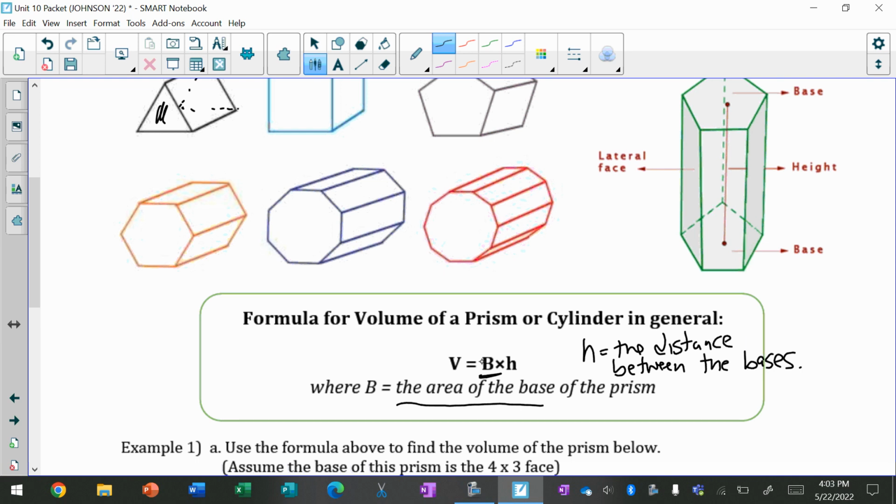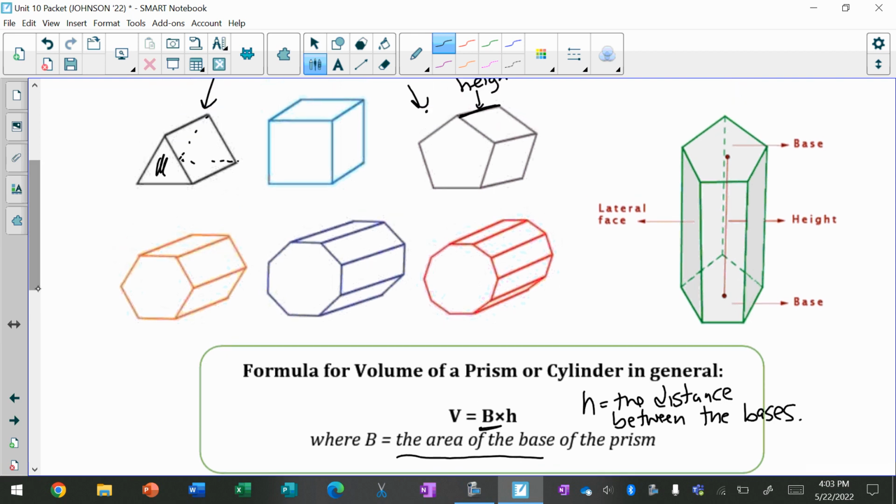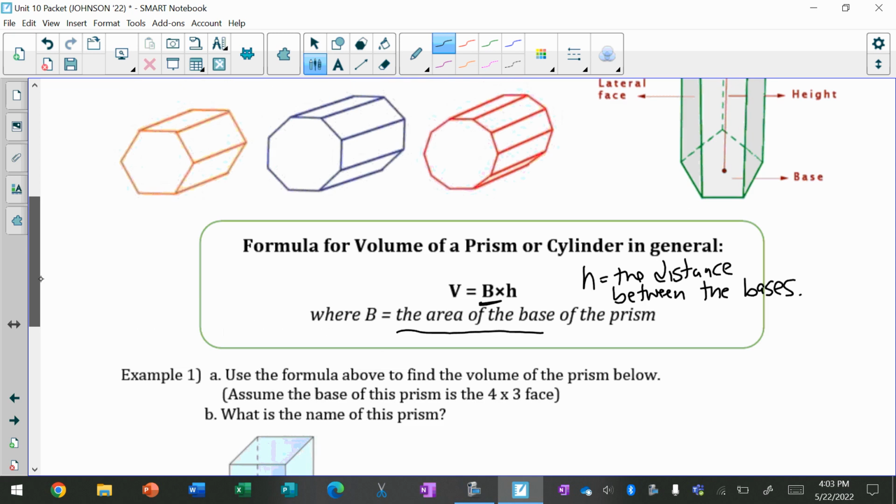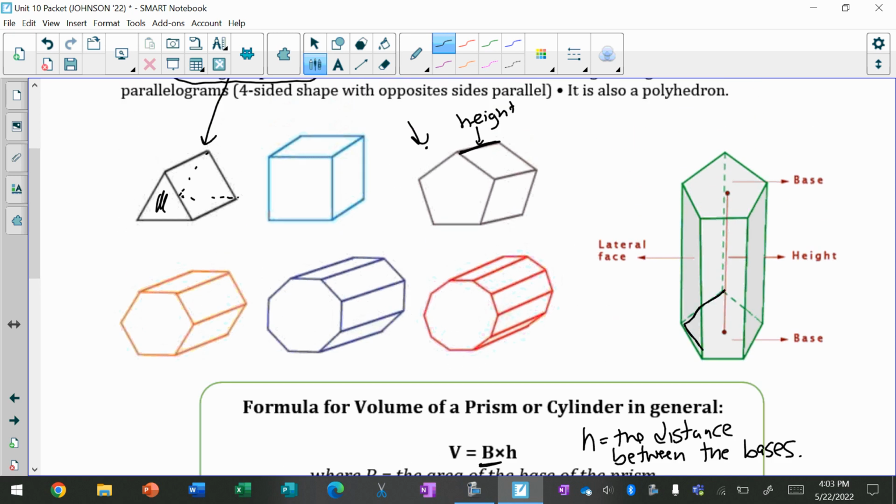All right, this big B is a calculation. That's not just a single value from the diagram. That is a calculation that is the area of the base. Once again, you need to understand that sometimes the base is the bottom and the top. Sometimes the base is the front and the back. So sometimes when a big B is the area of the base, that's the area of a triangle. Sometimes it's the area of a rectangle or a square. Sometimes it's the area of a pentagon. That's why I said you have to understand area in order to do volume.